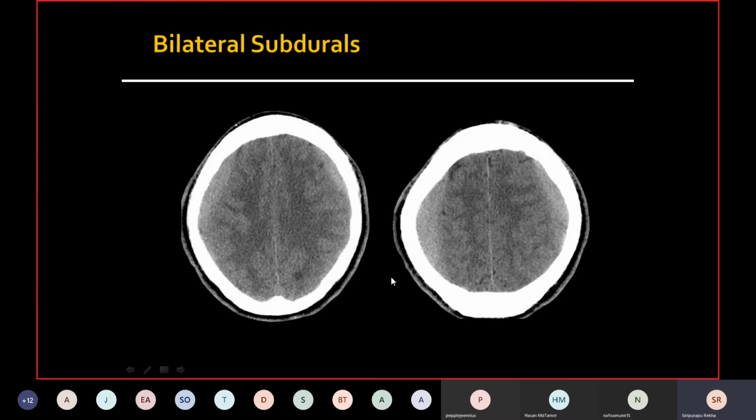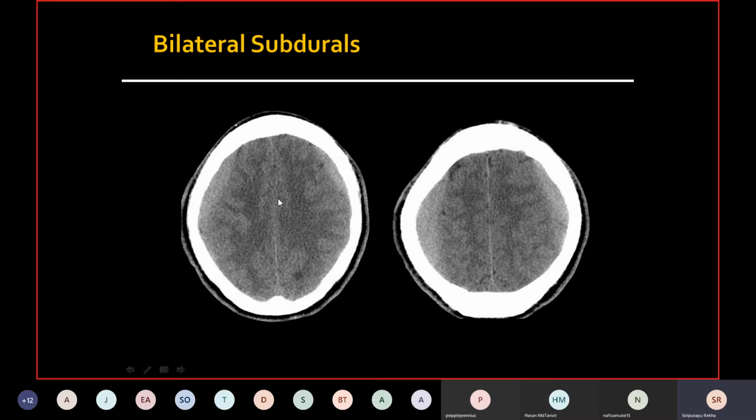When we have unilateral, it's relatively easy because we're all quite used to comparing it with the opposite side and sussing out the asymmetry. But if there are bilateral subdurals, then that becomes really tricky. It becomes even trickier if the subdurals are isodense or subacute.